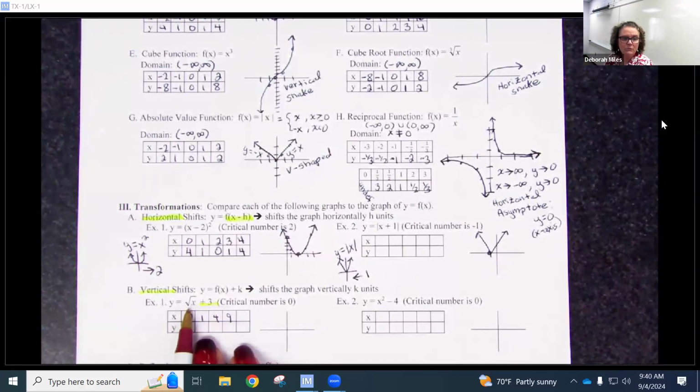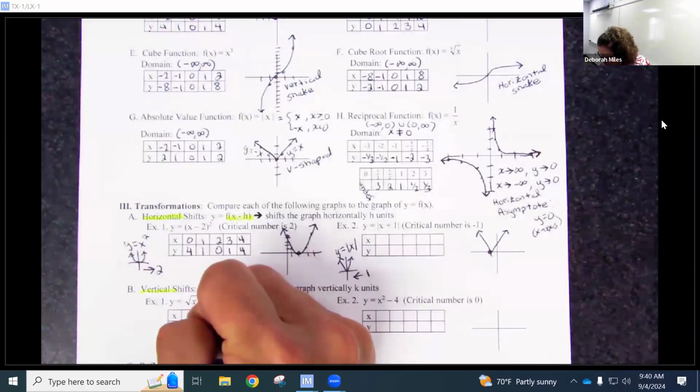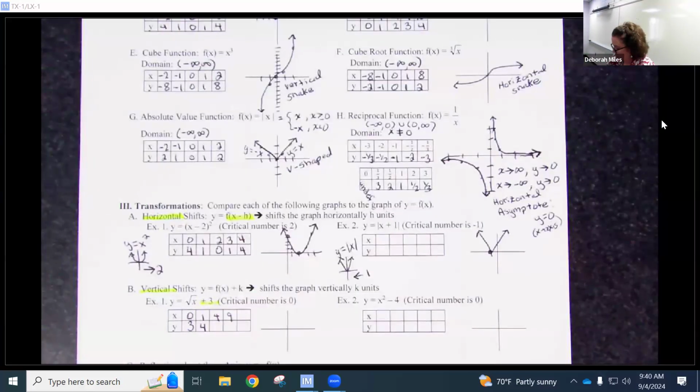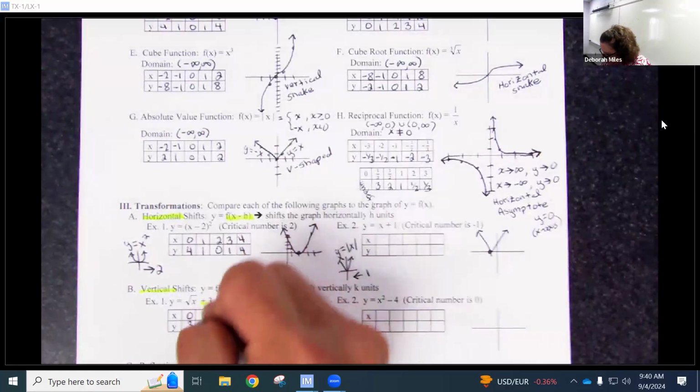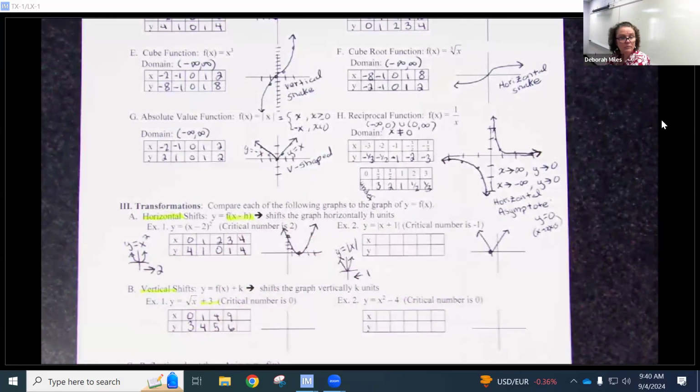Square root of 0 is 0. 0 plus 3 is 3. Square root of 1 is 1. 1 plus 3 is 4. Square root of 4 is 2. 2 plus 3 is 5. And the square root of 9 is 3. 3 plus 3 is 6.